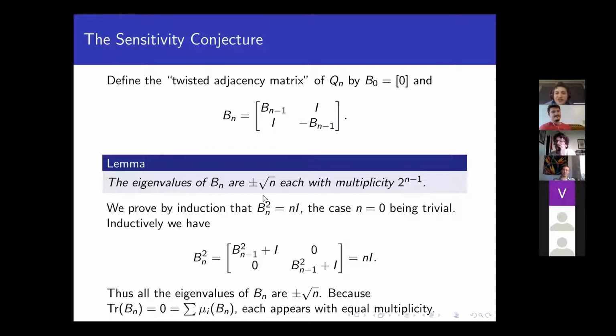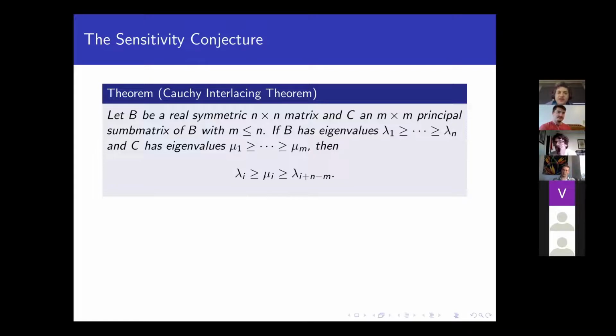So maybe I went through this a little fast, but I assure you these computations are just basic routine, very elementary stuff. And the other fairly elementary result we need is the Cauchy interlacing theorem, which says if you have a big matrix B, which is n by n, and you look at some principal submatrix C, which is m by m, and you happen to know the eigenvalues of B are this, then the eigenvalues of C are going to be sandwiched between these eigenvalues of your bigger matrix B in this fashion. And the exact numbers don't matter too much, just that they work out.